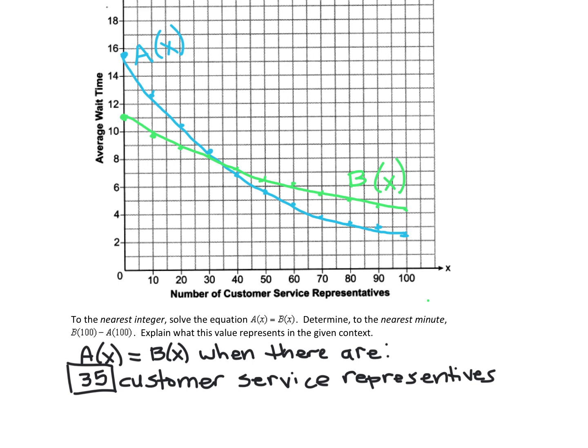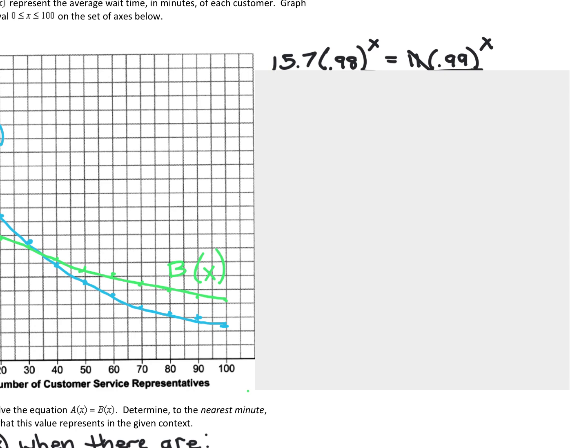Okay, I mean, I wrote out the whole thing. Since there's more than one part to this question, I wanted to clarify what I was answering. So A of x equals B of x when there are 35 customer service representatives. Okay, that's what the x values represent. Okay, so I just kind of covered my work.